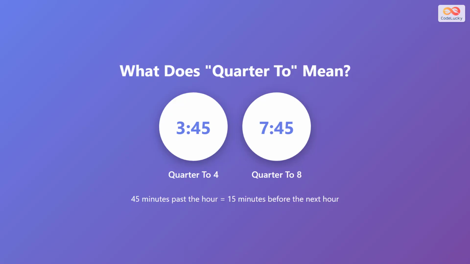When we say quarter to, we are talking about a specific time. For example, 3:45 is the same as quarter to 4. Similarly, 7:45 is quarter to 8. The key idea is that when the minute hand points to the 9 on the clock, we say quarter to the next hour.